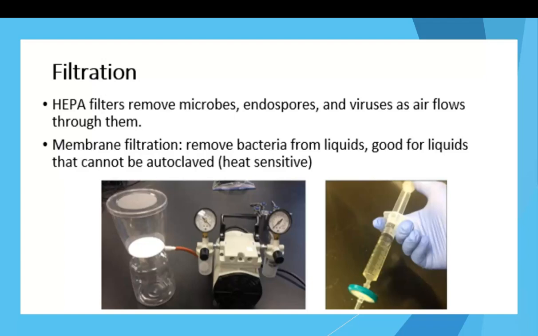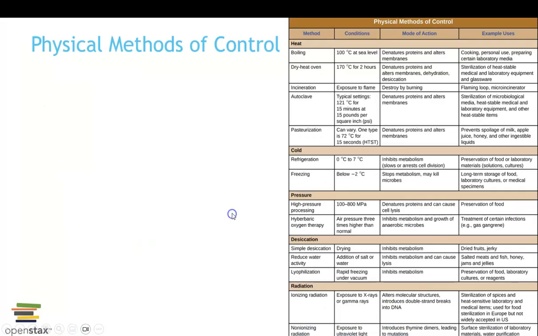There are so many different kinds of filters with different sizes that we can use for filtration. And HEPA filters are the ones that they use, for example, for control of endospores or viruses that can flow in the air easily. So they filter the air using these HEPA filters.